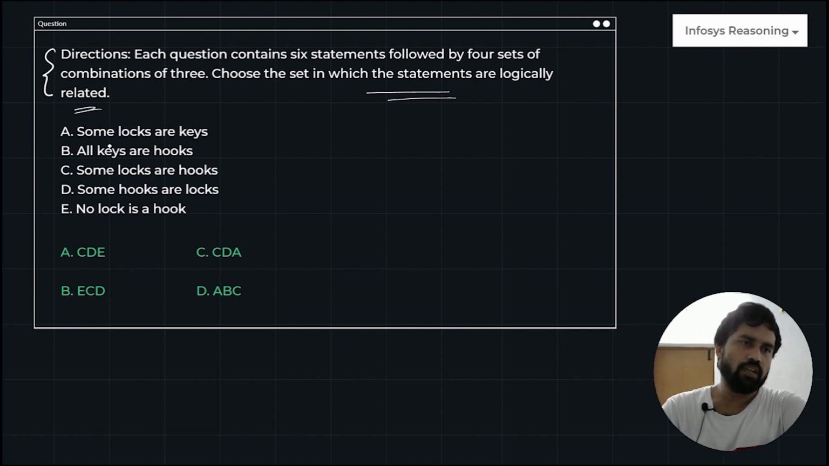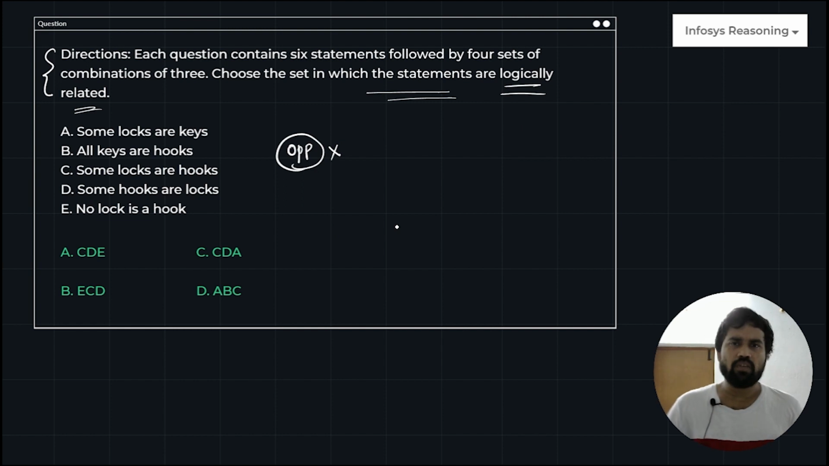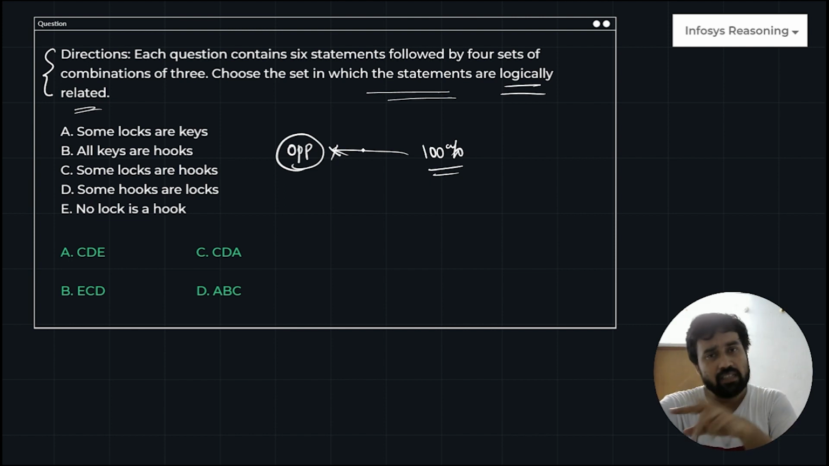So just look at here. Some locks are keys, all keys are hooks, some locks are hooks, some hooks are locks, no lock is hook. So try to find opposite statements first. Opposite statements will never be together for the logical relationship. Why? Because statements need to be 100% true. So if you are choosing 2 opposite statements, if one is 100% true, indirectly you are saying the other statement is 100% wrong, right? So you need to choose the proper relation-oriented statements, not opposite statements.